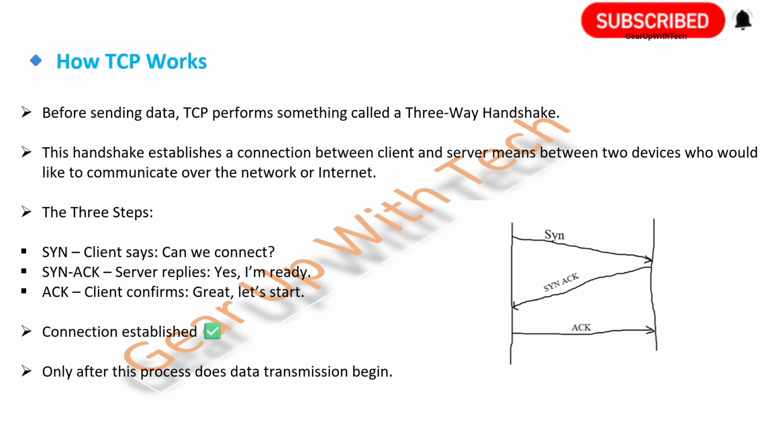SYN means the first packet, the request, and the acknowledgement means I'm ready to connect with you. So the client sends the third packet, which is called the acknowledgement. The client confirms, great, let's start. This way it confirms the communication and establishes the connection using three steps. Only after this process does data transmission begin. If any error occurs during these three packets' transmission, it will not establish a connection, so we need to troubleshoot what exactly the issue is.